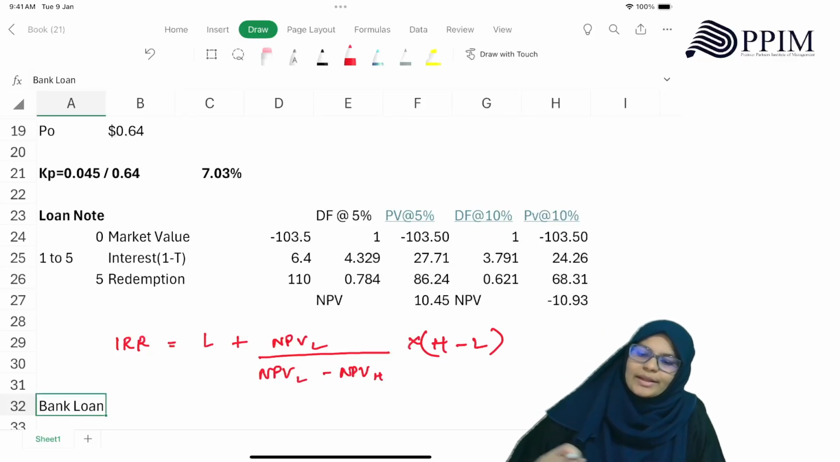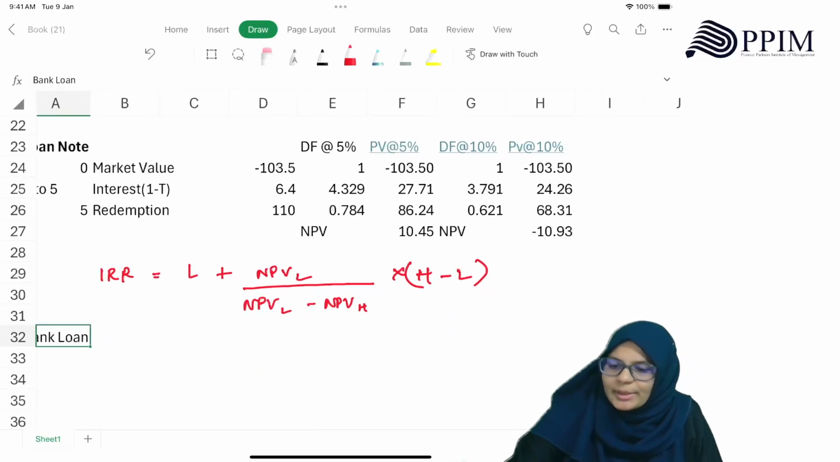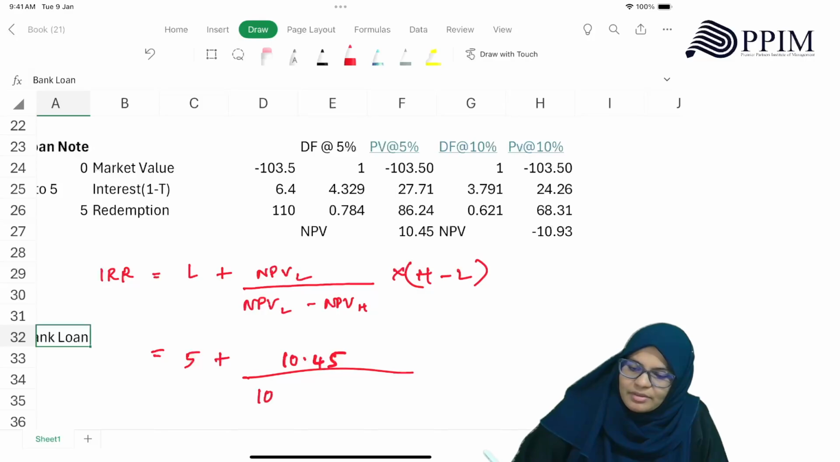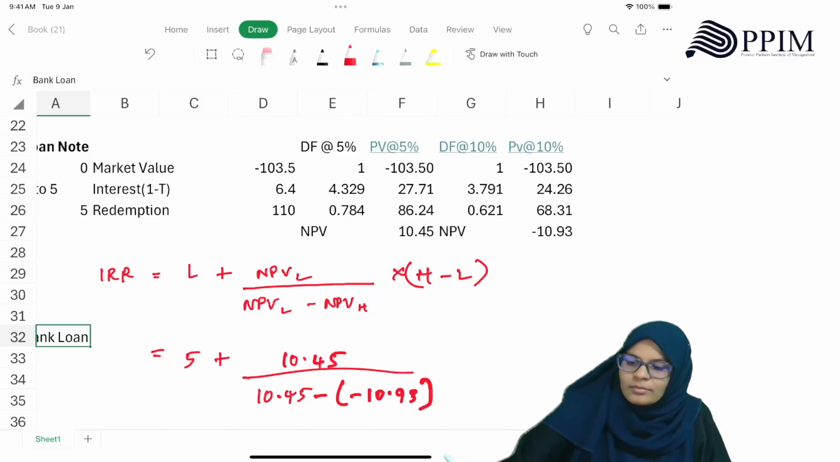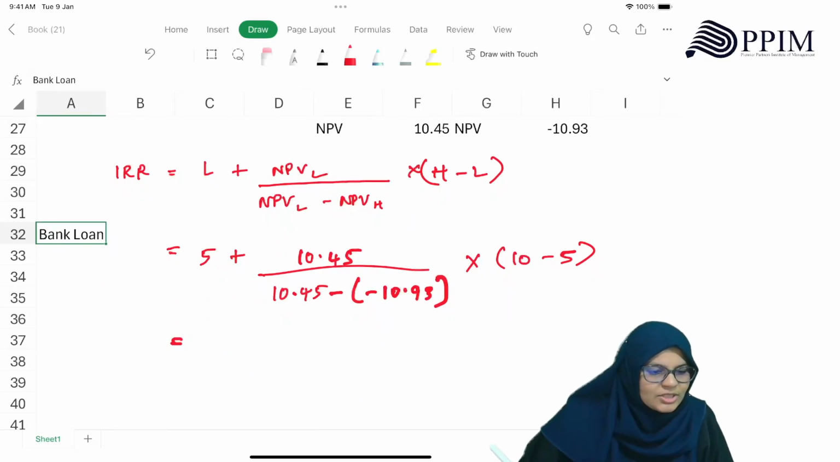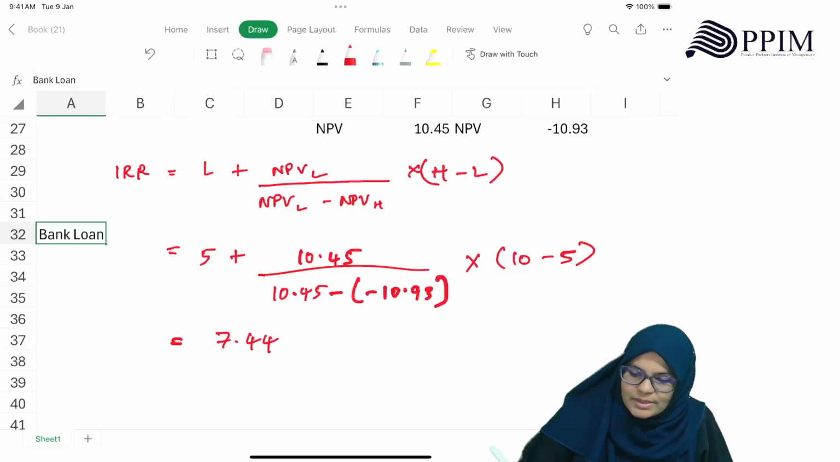Okay, so to get IRR, we need two rates, that is 5% and 10%, and two NPVs, which is 10.45 and a negative 10.93. Okay, so just a matter of putting this in the equation. Low rate is 5 plus NPV at 5 was 10.45 divided by, again, NPV at the lower rate 10.45 minus NPV at the higher rate, which is a negative 10.93. Multiplied by the higher rate, which is 10, minus the lower rate, which is 5. That should give you IRR. So IRR is only KD, which in this case will be 7.44%.